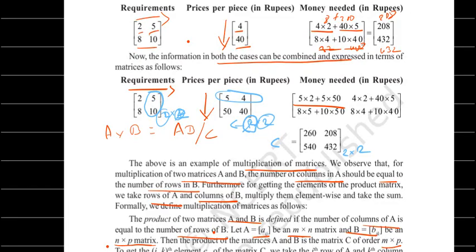So what if it is a 2 into 3 matrix? Then it will also become a 2 into 3 matrix. Sir, what if it is 2 into 3 and this one is 3 into 4? Then it will become a 2 into 4 matrix. That doesn't mean we always get the same order as the B matrix. You should know this formula. I will give you one more example.